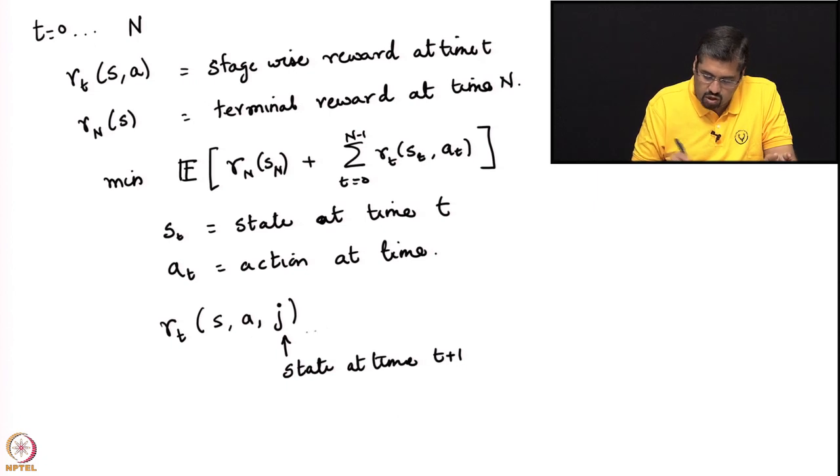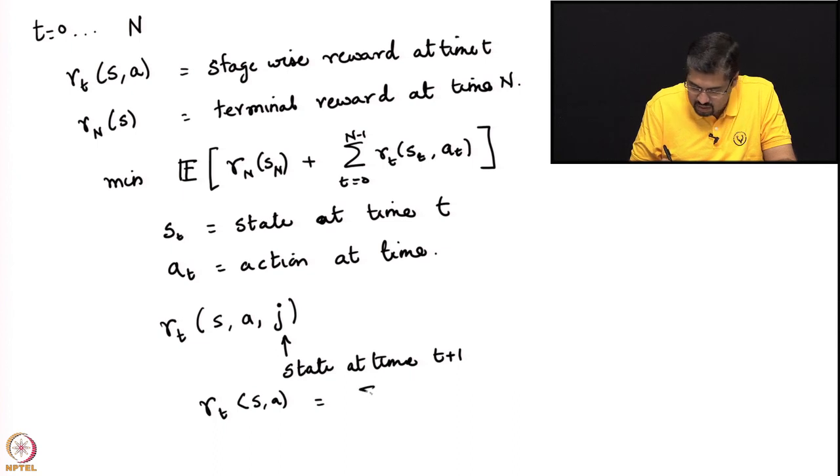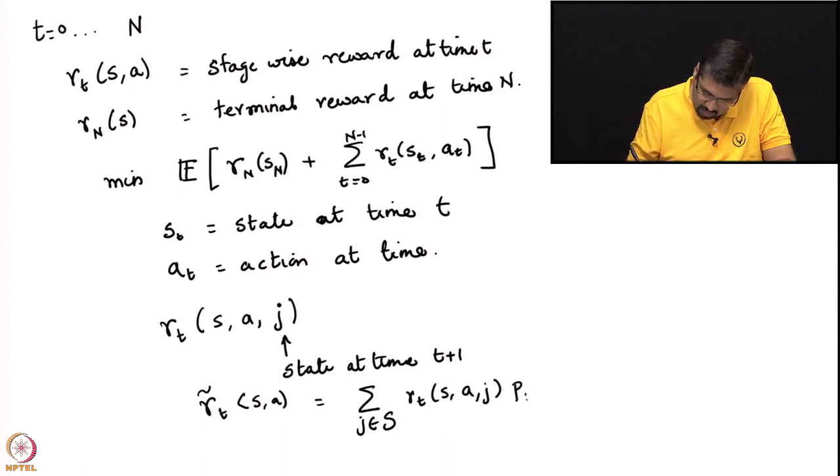In this case, this sort of problem can also be reduced to a problem of the form written above by doing the following simple transformation. One simply writes r tilde t of s comma a as the expectation of this particular term, the sum over j in the state space capital S of rt of s, a, j times pt of j given s comma a.